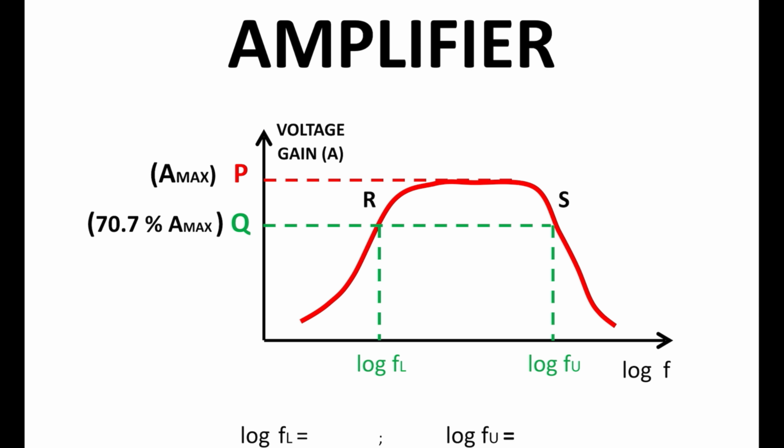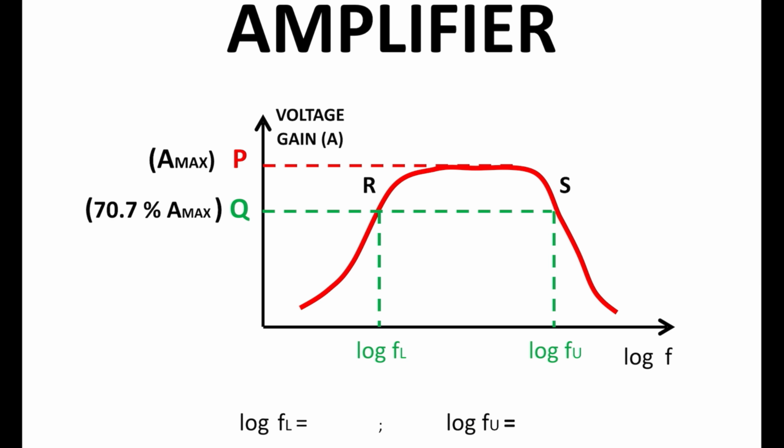Draw a horizontal line from flat portion of the graph so as to intersect the voltage gain axis at point P. Corresponding to point P in the graph, note the maximum value of gain, calculate 70.7% of A maximum and mark corresponding point Q on voltage gain axis of the graph. From point Q, draw a horizontal line intersecting the graph at points R and S. From points R and S, draw perpendiculars on frequency axis.